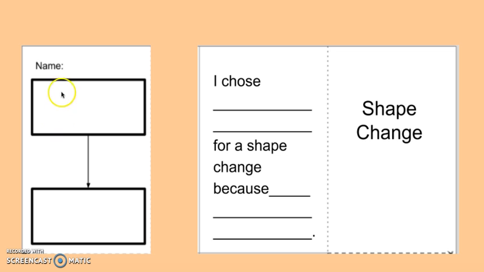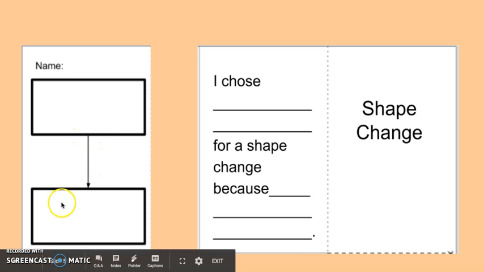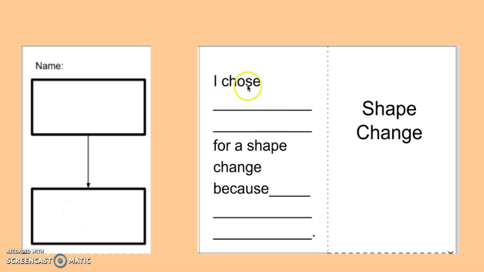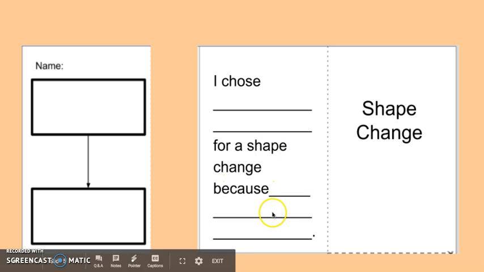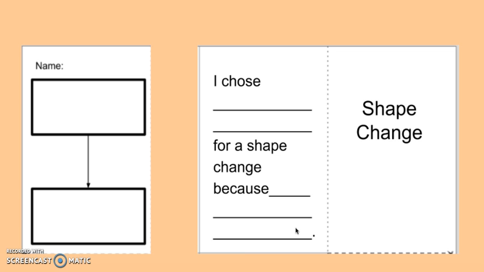But if we took a piece of paper, we would draw a full piece of paper here, and then what we do to it, we tear it. So you would draw a torn piece of paper here. Then on the inside, I chose tearing a piece of paper for a shape change because it changed shape, but the matter stays the same. Press pause. You need to think of what you're going to write about and draw a picture of.